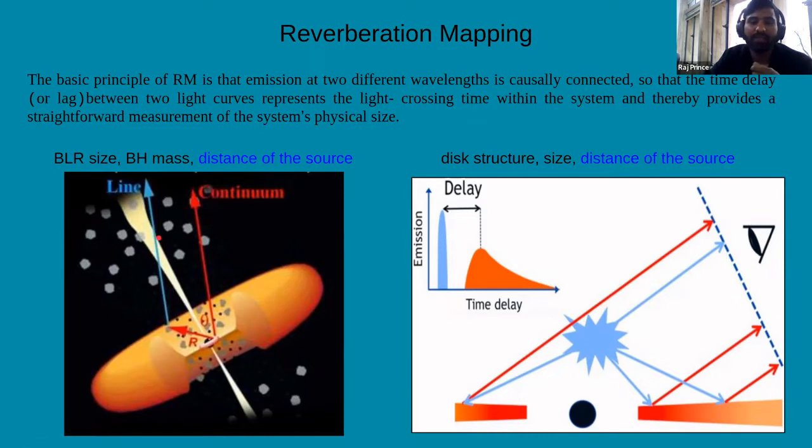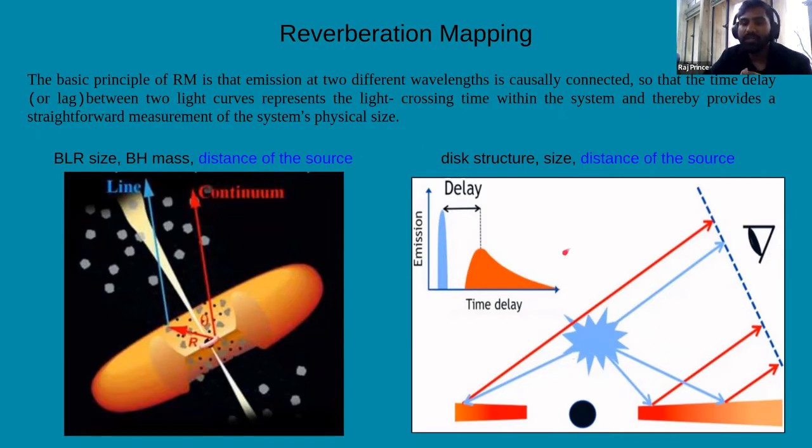So this is the technique that has been extensively used to study these sources, quasars, and measuring the black hole mass and the broad line region size. And recently it has been used to estimate the distance of the source, because the distance of the source is an important parameter to do cosmology.